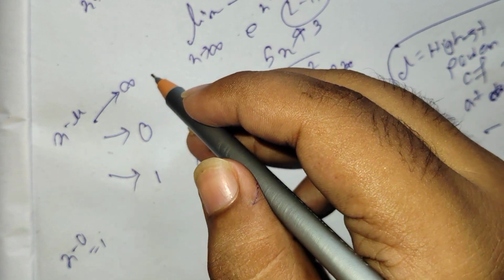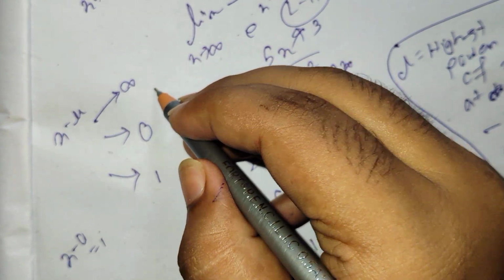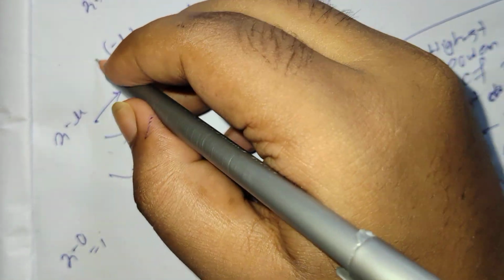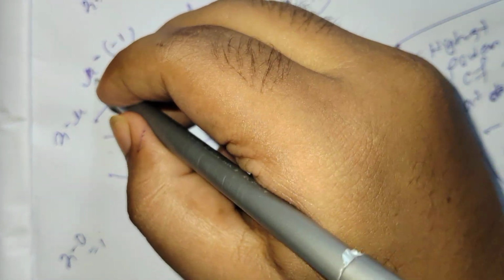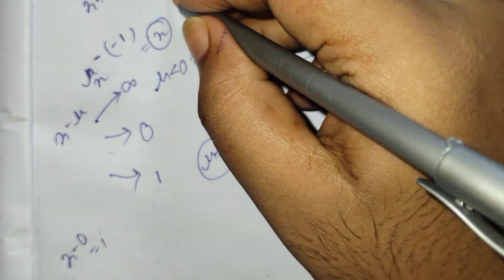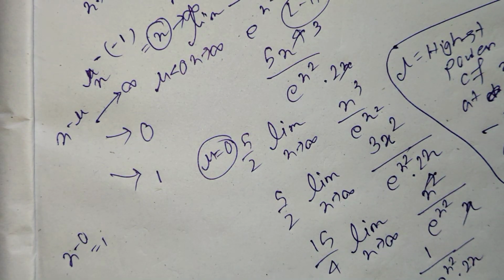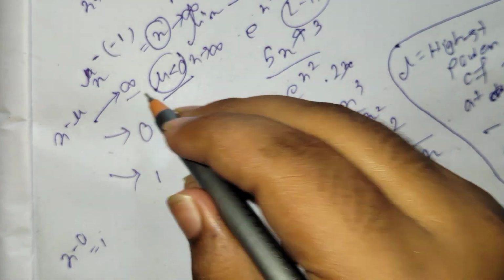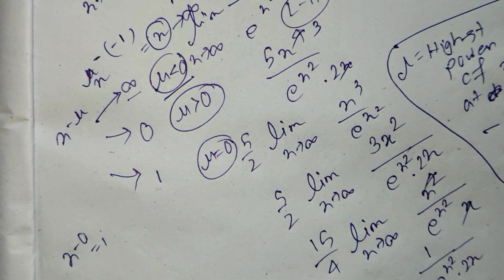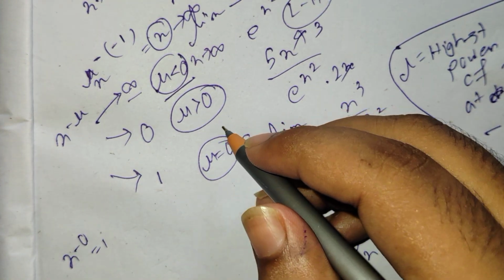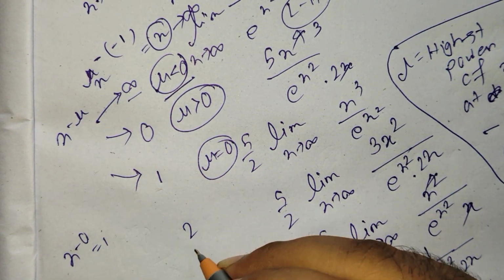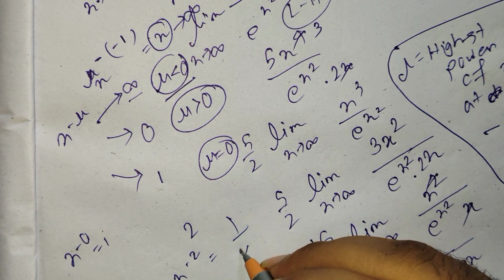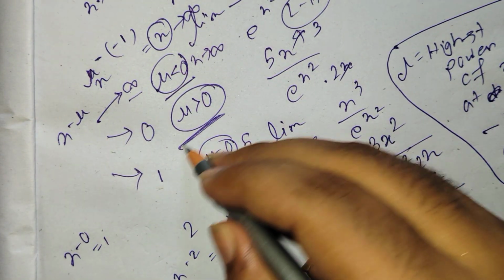When will it be infinity? It will be infinity when mu is less than 0. Because if, let's say, mu is minus 1, and there is a minus also, this will be x, and if you put x equal to infinity, then it becomes infinity. So when mu is less than 0, it is infinity. And when mu is greater than 0, let's say mu is 2, so x to the power minus 2, when we put x equal to infinity, becomes 1 by infinity, which is 0. So this is the condition.